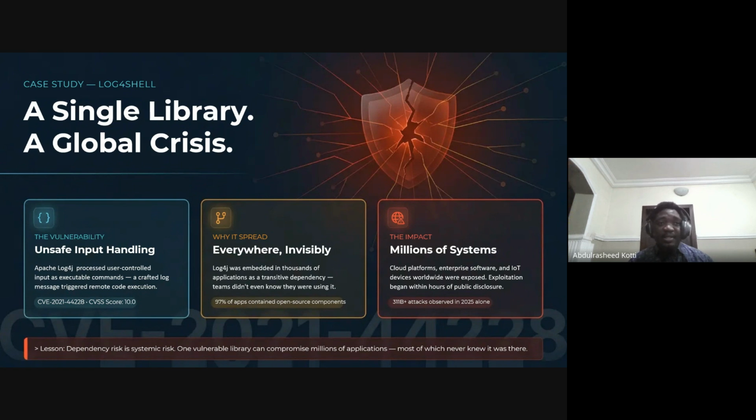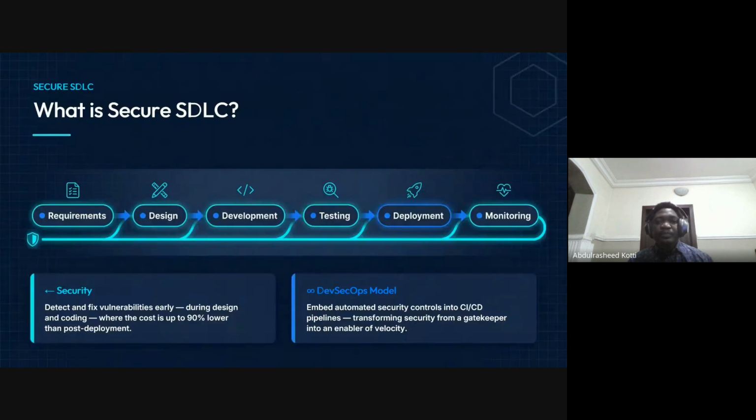The key lesson here is important: when you use external tools, you need to know that you also take on their risks. And this is called dependency risk. Even if your own code is as tight as can be and is secure, a weak dependency can still create a major issue. Now, next, let's talk about secure SDLC.